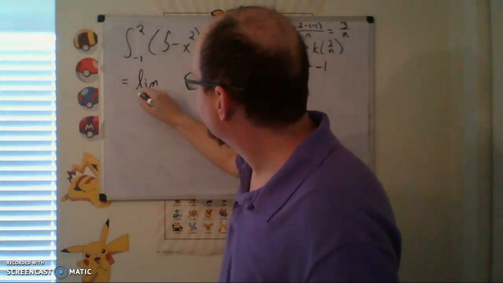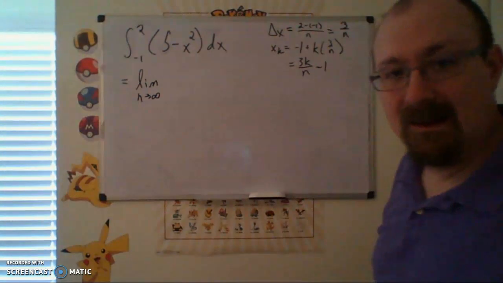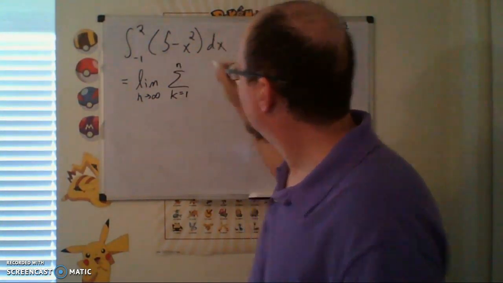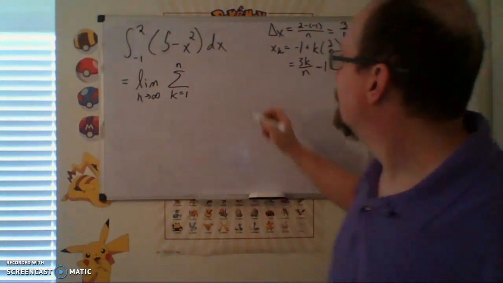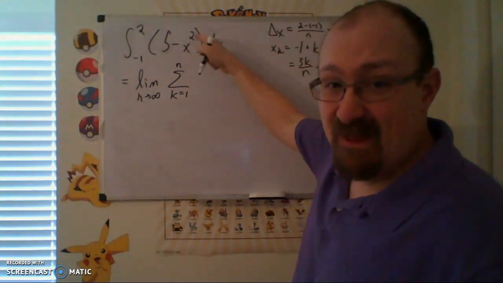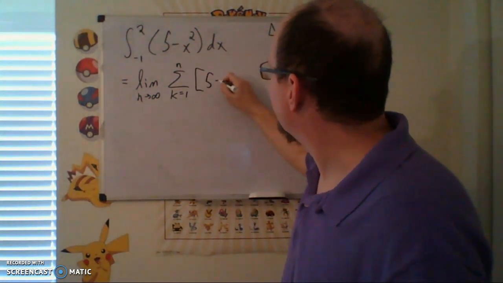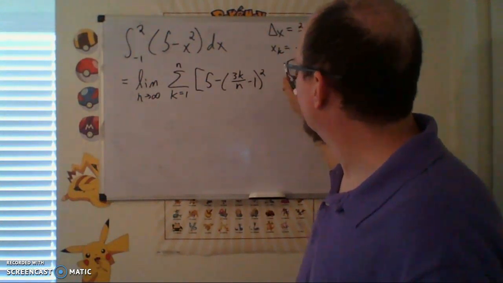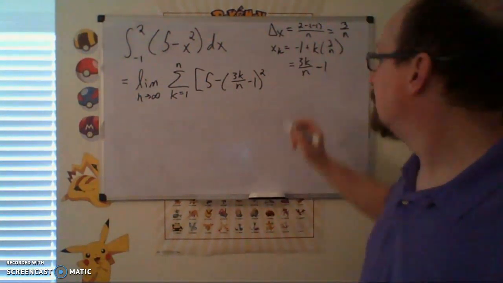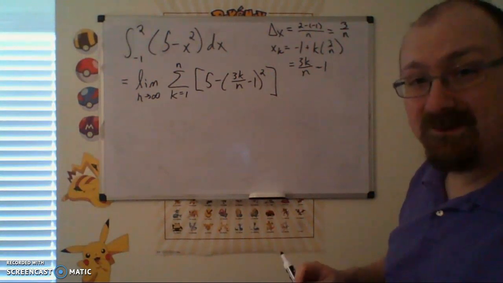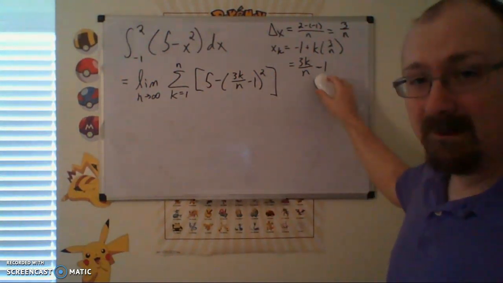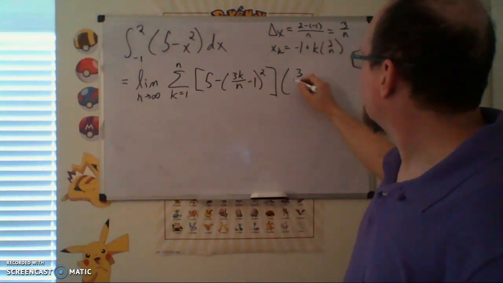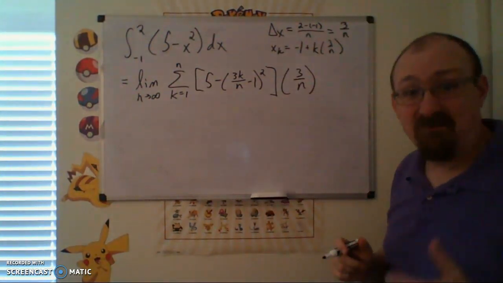All right, digging into the big guy. So we need a limit as n goes to infinity of the sum as k goes from 1 to n. We take this guy, he gets fed in here, so we have 5 minus 3k over n minus 1 quantity squared. And I'm going to go ahead and erase my x sub k formula here just to clean this up so I don't awkwardly have to write the delta x in inexplicably tiny font next to it.